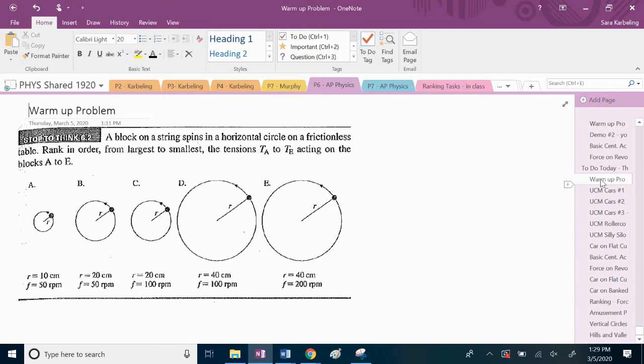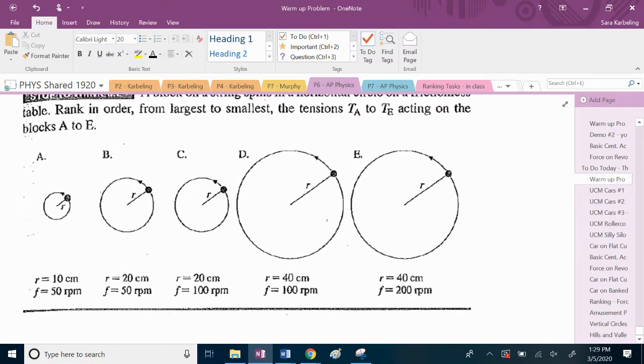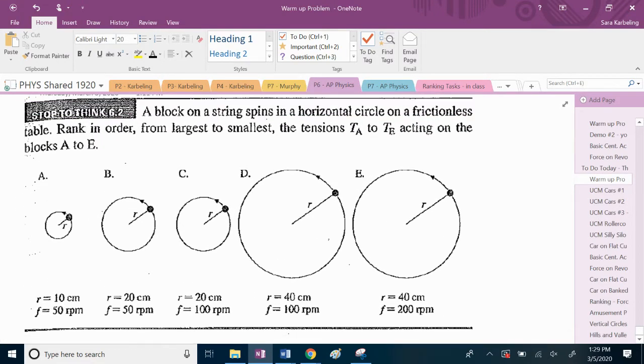Rank in order from largest to smallest the tension in the string acting on block A to block E. So it gives you not only the radius of the circle, but also the frequency. What does RPM stand for? Revolutions per minute. Yep. All right, I'm going to let you go ahead and get started.